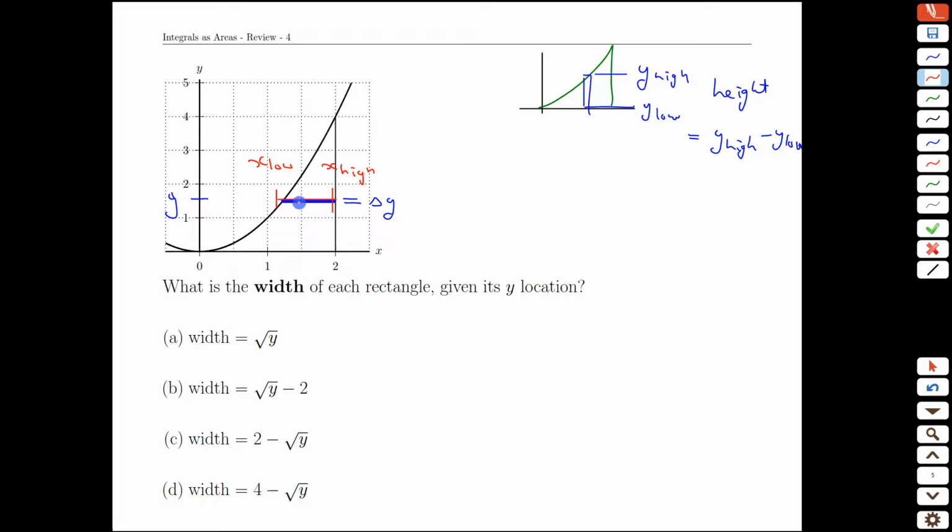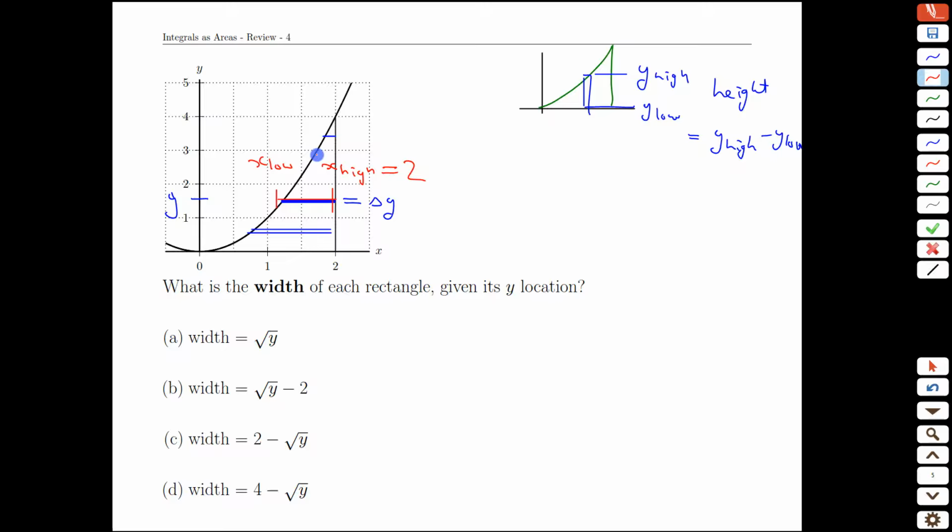But the distance here, this width, is simply one x-coordinate minus another x-coordinate. And if we look carefully at any one of the rectangles, so we want to keep this general, the x high is always going to be this 2. The last point in each rectangle is always going to be 2. If I build another rectangle up here, the final x value is going to be 2 again.